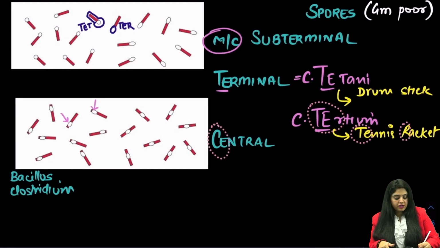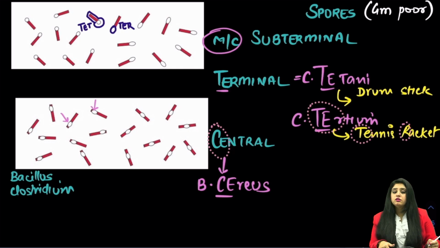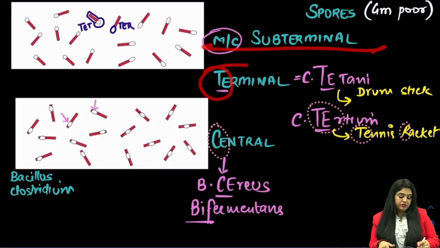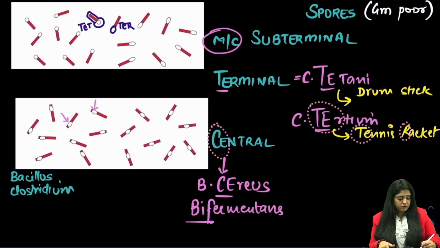Now we talk about central spore, CE, central. So now the organism that I'm going to write is Bacillus cereus. Cereus is going to show me central spores. Also there's an organism called Clostridium bifermentans. If you can learn it, very good. There is no such question, but yes, bifermentans is also central. So repeating, CE for central, CE for cereus, and then TE, in TE tetani and tertium, TE for terminal. Rest everything becomes subterminal.